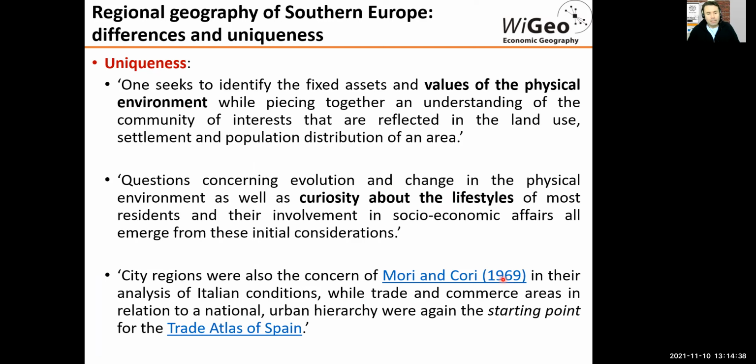And again, also extracts from that paper to underline here that some of these works within regional geography of Southern Europe, some of them highlight the values of the physical environment, the natural landscape, for example, the distinctive elements of this landscape, how the population is distributed within that landscape. They try to understand land use patterns, settlement processes, the development of urban areas, for example.